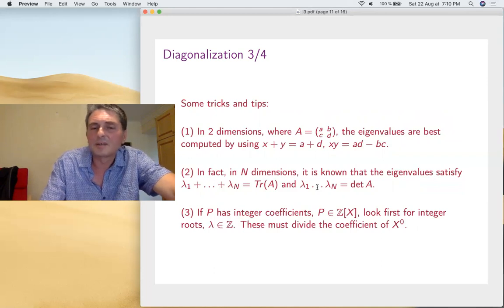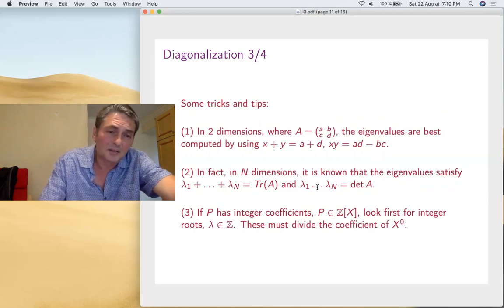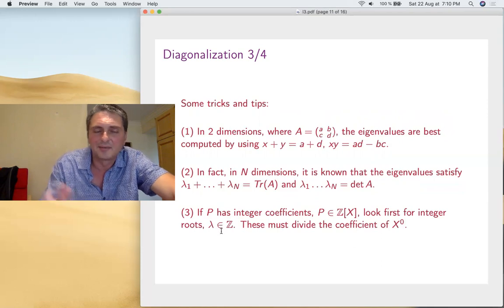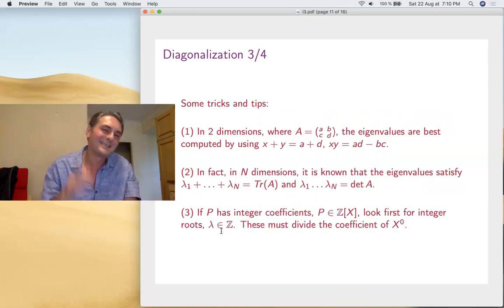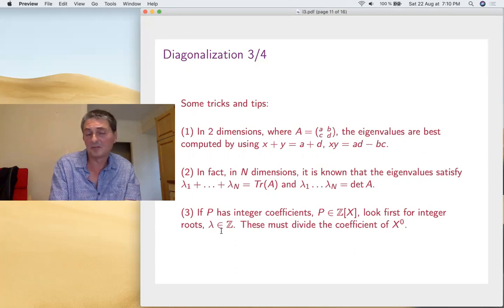Now, in order to factorize a polynomial of degree n, there's no real algorithm. But if the polynomial has integer coefficients, look first for integer roots, and this, if you do some number theory, is very simple. This must divide the last term, I mean the one without x, the coefficient of x to the 0. So that's the thing. If you have a polynomial with integer coefficients, look at the divisors of this last term and try them. Maybe there's a root among them. That's usually what must be done.